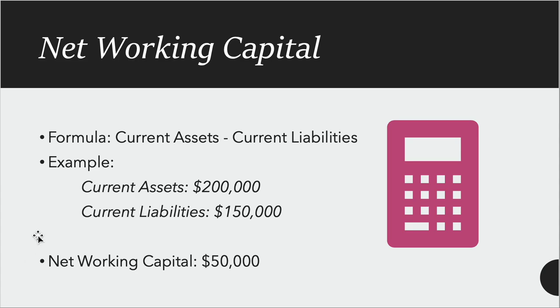Lastly, let's discuss net working capital. Net working capital measures a company's short term financial health. It's calculated as current assets minus current liabilities. For example, if a company has 2 lakh in current assets and 1 lakh 50,000 in current liabilities, then the net working capital is 2 lakh minus 1 lakh 50,000, that is $50,000. A positive net working capital indicates good short-term financial health.